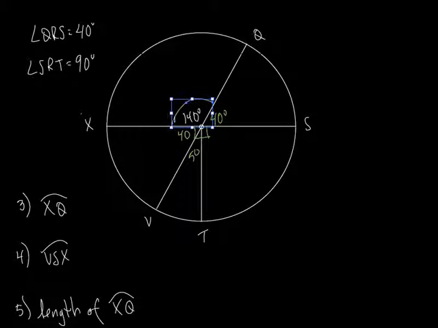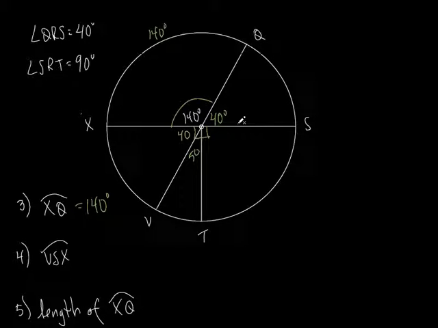Make sense? All right, so let's see what we want to find. Arc XQ. Oh my goodness, this is so easy now. Once you find this angle, what's arc XQ? It's the same thing. This is a central angle, isn't it? So if this is 140, then this arc has to be 140. All right, easy, right?